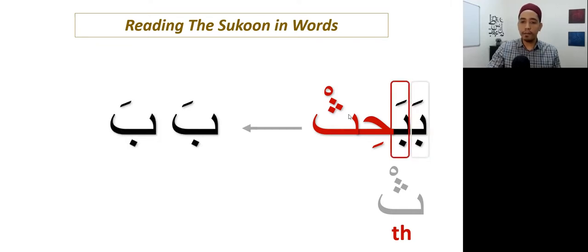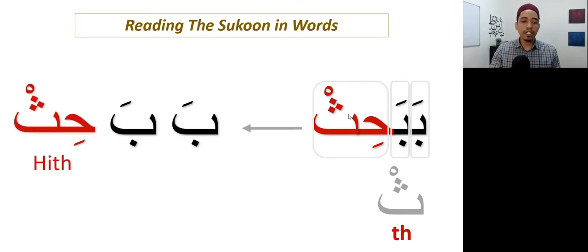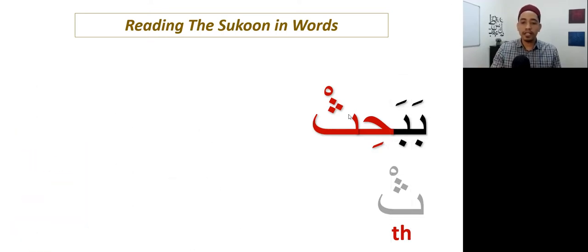Final example in this way, we have the b over here, b. So far it's ba ba. The letter with the sukoon, we're going to reiterate the letter before it as one unit. And we see the letter before the tha is a ha with a kasra, hi. So you're going to read it as one unit, as one syllable, hith, baba hith. And we read it as one word, baba hith.